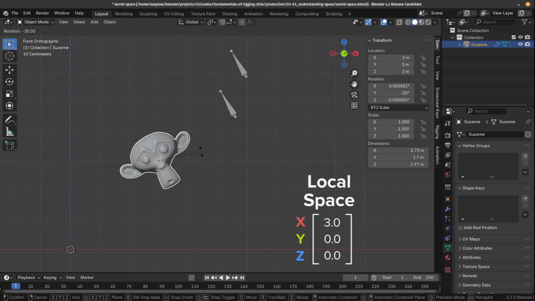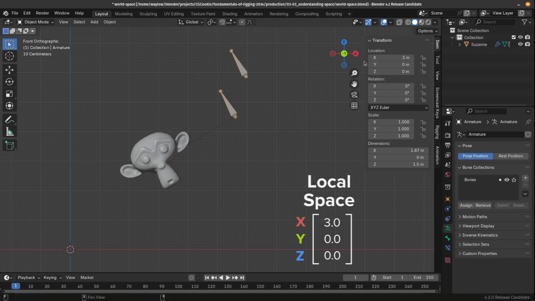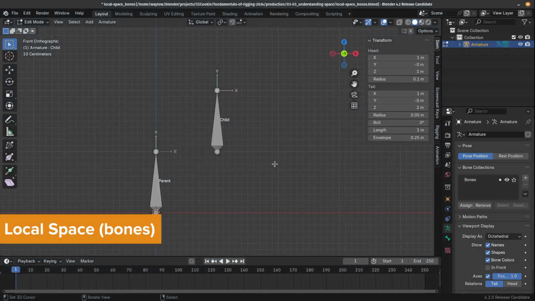If I rotate the parent, the local space of the armature hasn't changed, even though it has moved in world space. And that's because it's still relative to the X-axis of the monkey head. Its local space is still 3, 0, 0. When you're dealing with bones, local space is relative to the parent here.